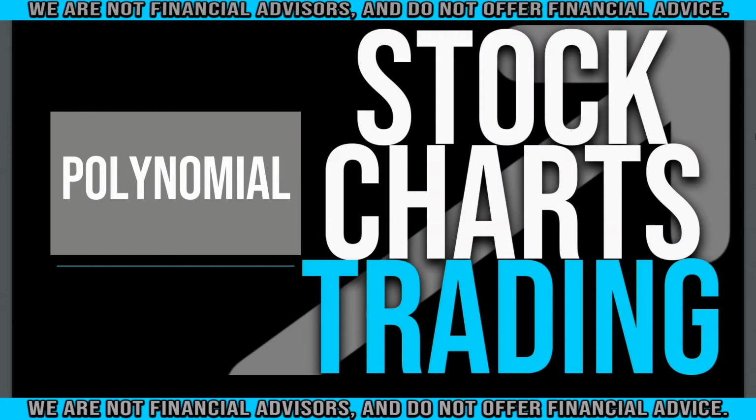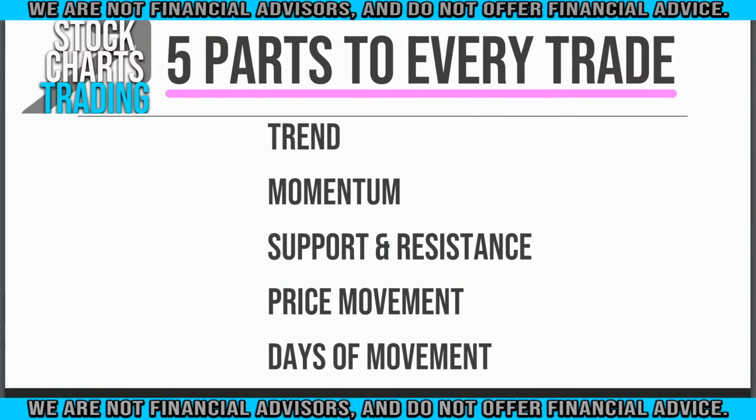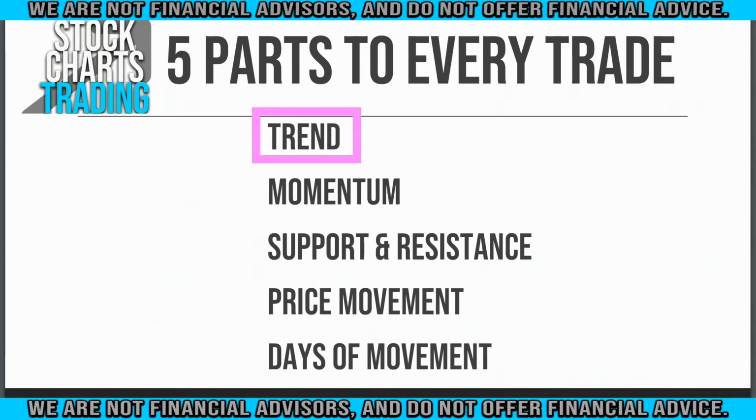But my favorite indicator, the polynomial, works perfectly with my 5 steps of every trade. It shows me the direction of the trend. It shows me the momentum of the trend. It shows me support and resistance of the trend. It allows me to measure price movement and measure days of movement. Say it with me: the trend is your friend until the end.